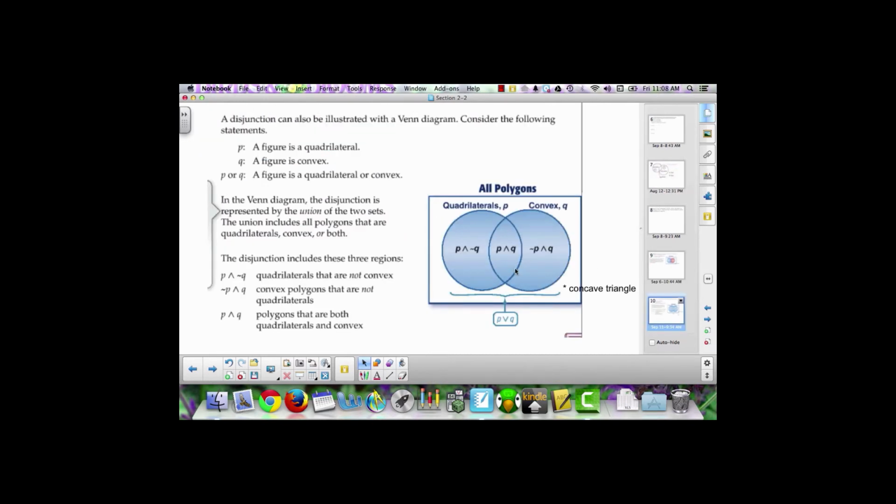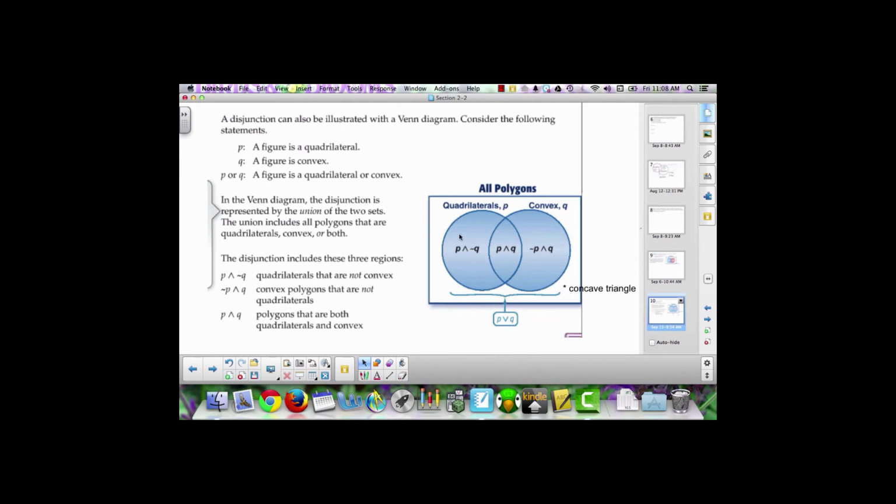For a disjunction, anything that lies in any of this blue area is true. Using the same examples again, if I were to say in this overlap, a rectangle is a quadrilateral or a rectangle is convex. Since both of those are true, that is a true statement.